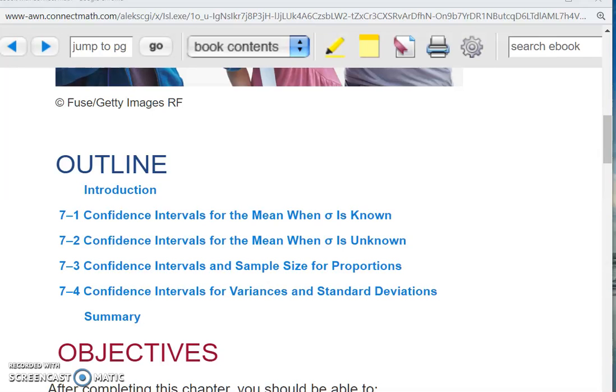Welcome back, folks. This is section 7-2, which is part of chapter 7. Chapter 7 being interval estimates, and this is recording number 1.